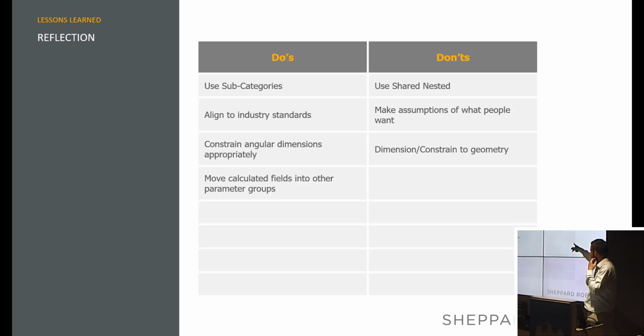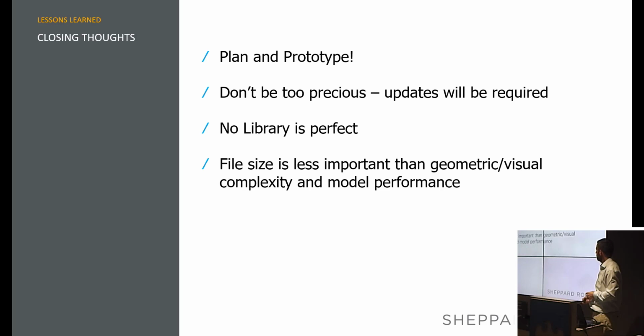And then this last one popped up in 2019, and if you've dimensioned to any geometry, when you open a family in 2019, it warns you, says it's not good practice. So we changed the way we built our content, not because of this, but we completely overhauled our content. So plan and prototype, as I talked about earlier on.